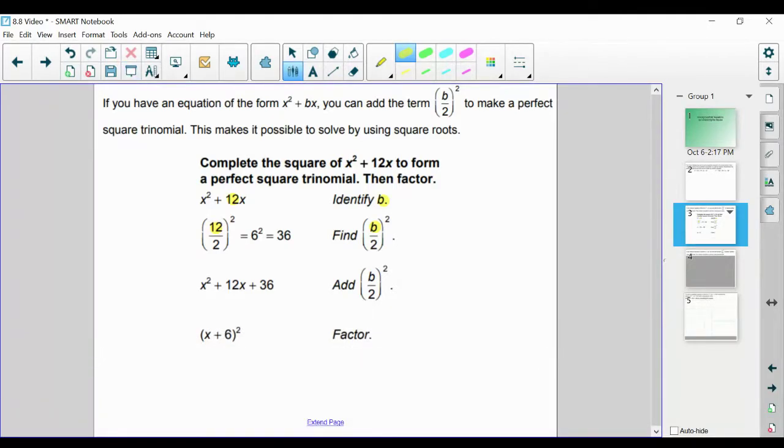Now, you're probably thinking, whoa, we added 36. We didn't do it on both sides. We don't really have the same thing. Aha, that's a great observation. We're talking about the process of how to complete the square. Soon we're going to be talking about how to adapt it into an actual equation.